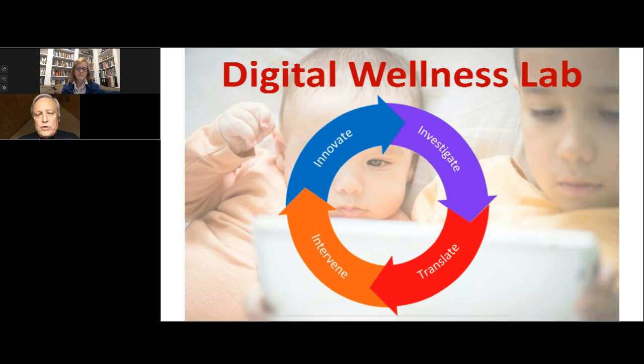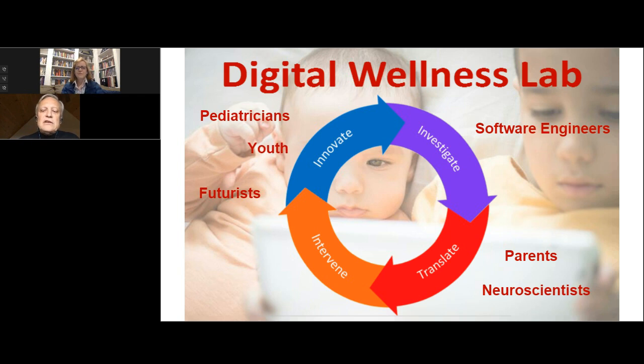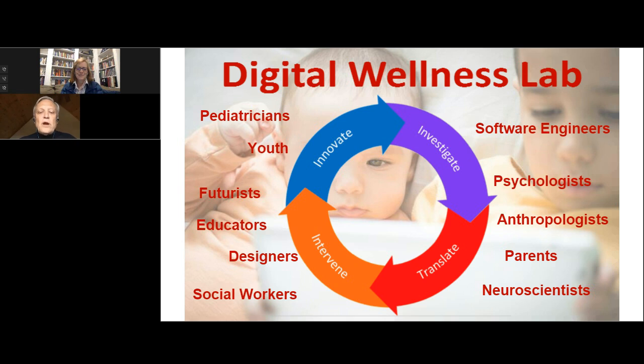to use these very powerful tools in pro-child, pro-education ways, and to do that with all of the people side by side. We've all been working in silos. We've all been thinking about these issues, but not talking to each other. And so what's happening at the Digital Wellness Lab is we're putting software engineers next to pediatricians, next to futurists, next to parents, next to youth, and saying, let's work this problem. We are in this together, and we can do it if we work together.